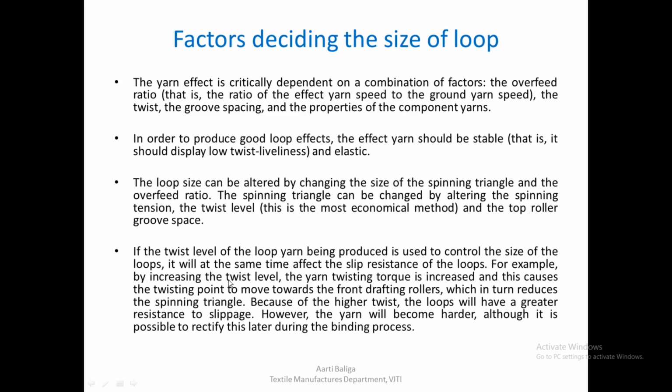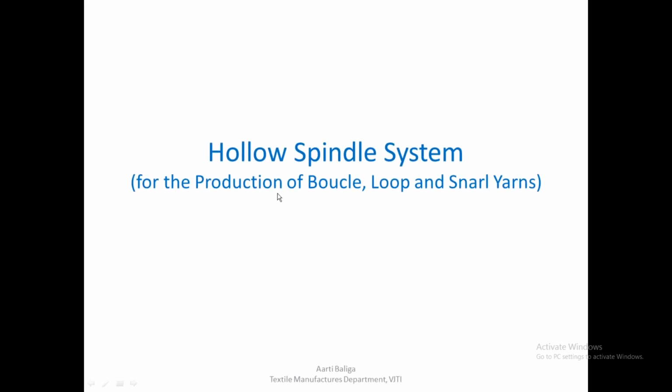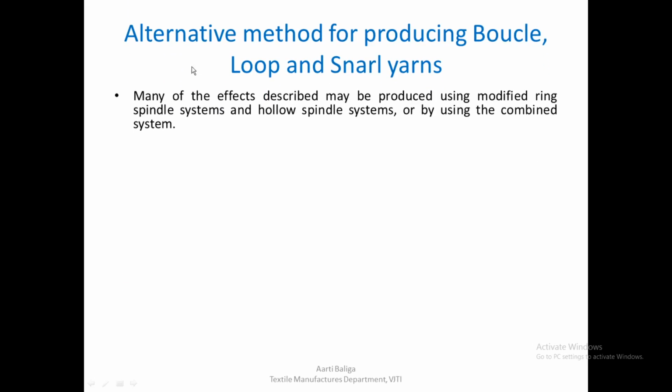So these are the various ways to decide or change the size of the loop. So let us come to the hollow spindle system, which is another system, an alternate spinning system, which we have learned earlier. How this particular system can be used to produce the boucle loop or the snarl yarns. Many of the effects described may be produced by using the modified ring spinning and the hollow spindle system, or by using a combined system.